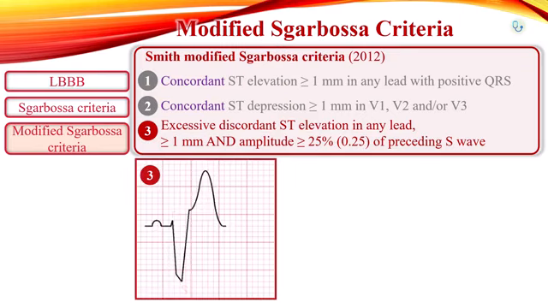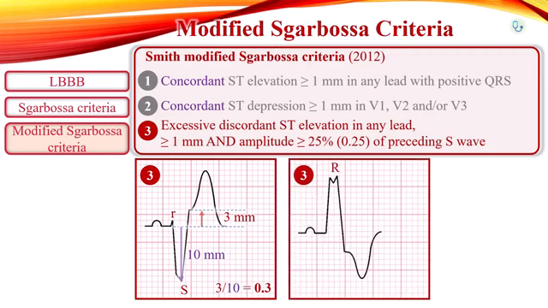For example, in this figure there is a small R wave and a prominent S wave. The depth of the S wave is 10 mm, and ST segment elevation is 3 mm. The ST to S ratio is 0.3, which meets the third criterion. In this figure, the amplitude of the notched R wave is 10 mm, and ST segment depression measures 3.5 mm. Therefore, the ratio of ST to S is 0.35, which also fulfills the third criterion.